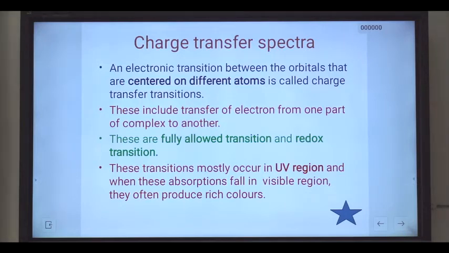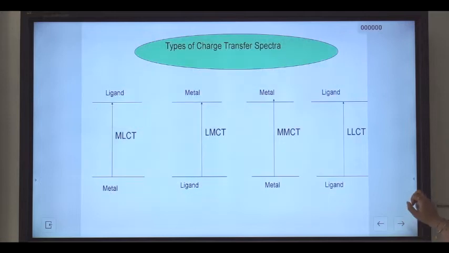The next topic is the types of charge transfer spectra. These are of different types. First one is MLCT. MLCT means metal to ligand charge transfer. Next one is LMCT. LMCT means ligand to metal charge transfer. Next one is MMCT, that is metal to metal charge transfer, and LLCT refers to ligand to ligand charge transfer.